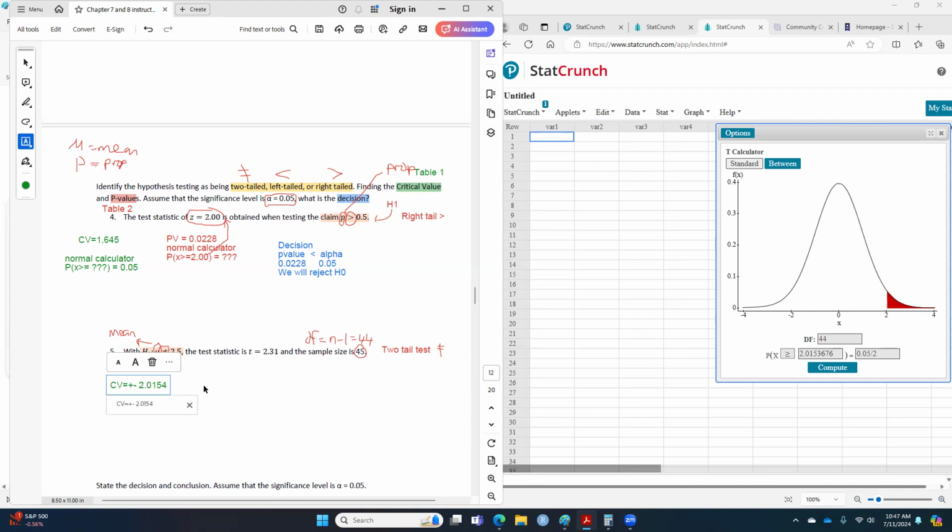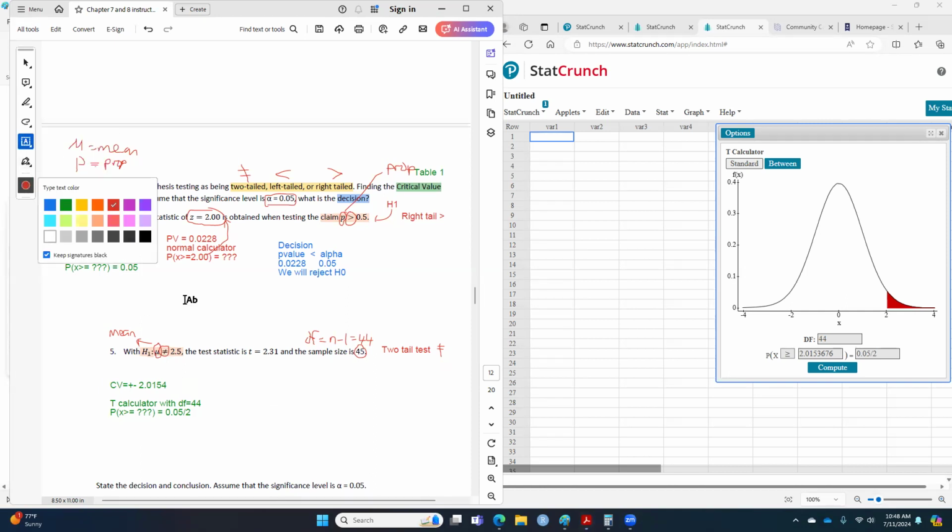So we will use a T calculator with degree of freedom of 44. Okay. And then you will use P(X) greater than or equal to blank, blank, blank. That means the first box is blank. And the second box that you have here is 0.05 divided by 2. Okay. And this will give us the positive side, and you need to just figure out the negative side for this case. Okay. Questions, anyone?